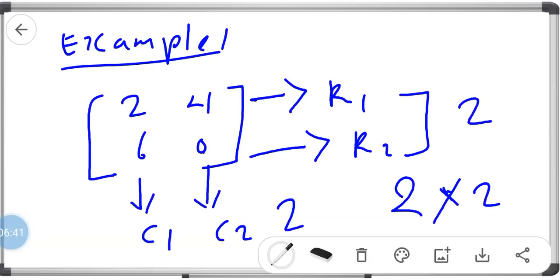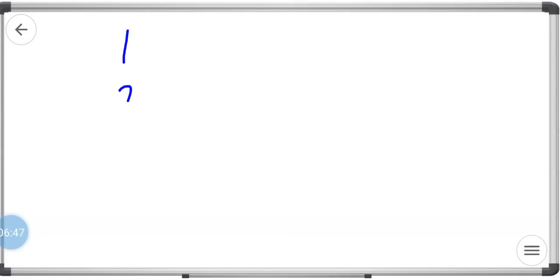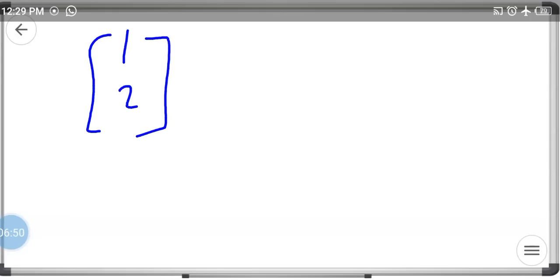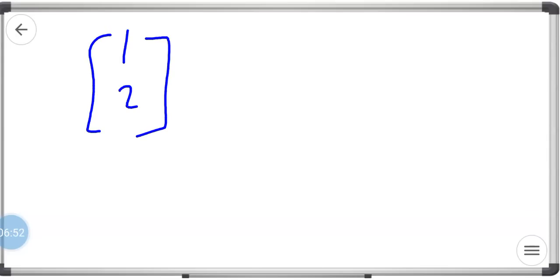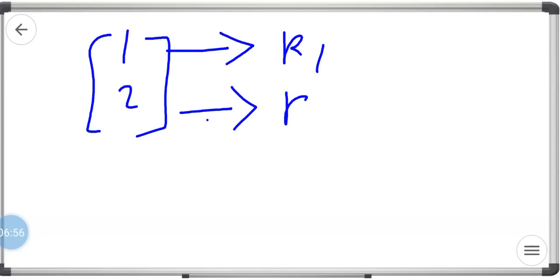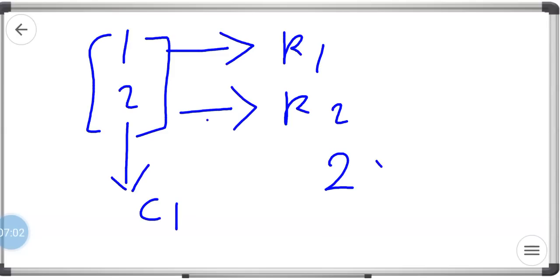So let's consider another example under order of matrix. We should have 1, 2 like this, and we are asked for the order of this matrix. Don't forget, this is row 1, and here this is row 2, and we only have 1 column, which is column 1. So that is 2 by 1. That's the order of that matrix.